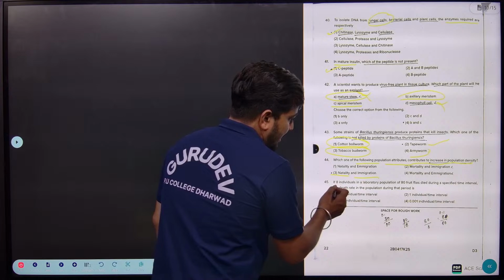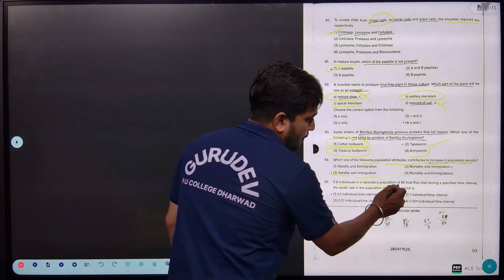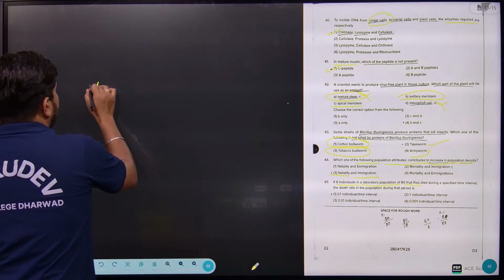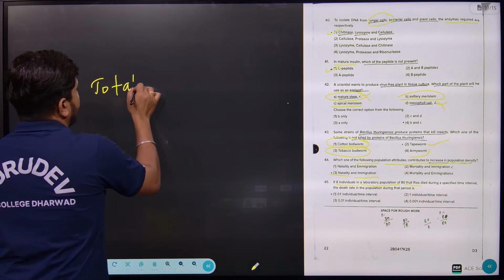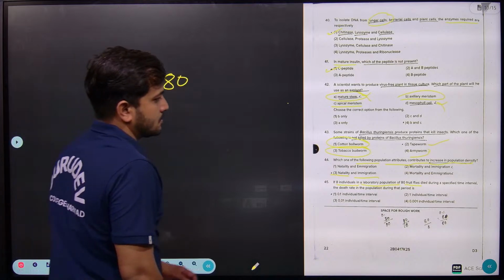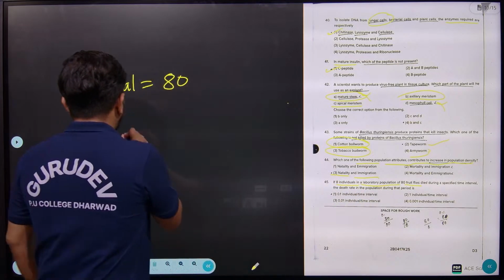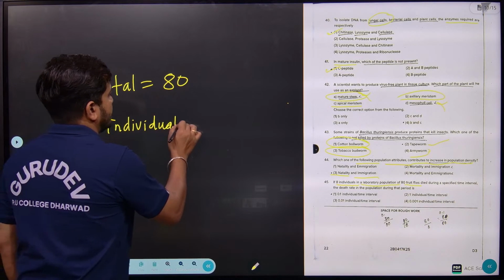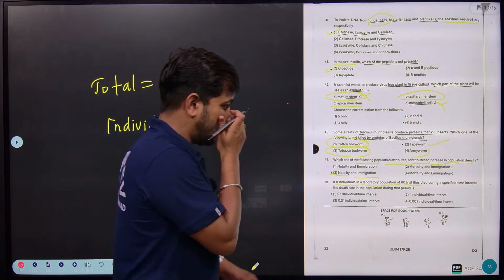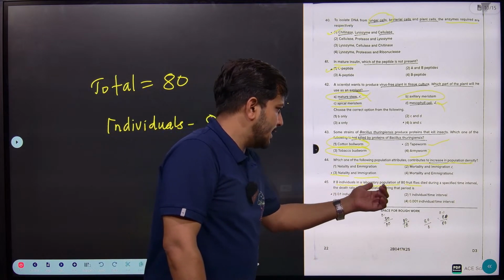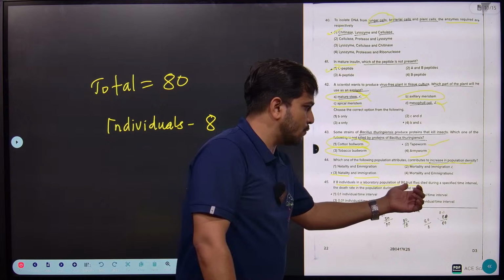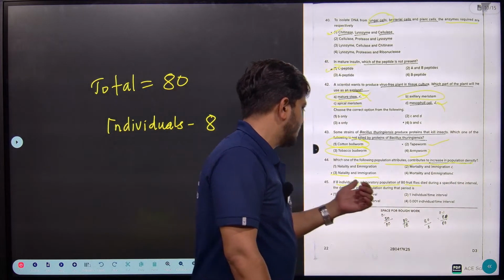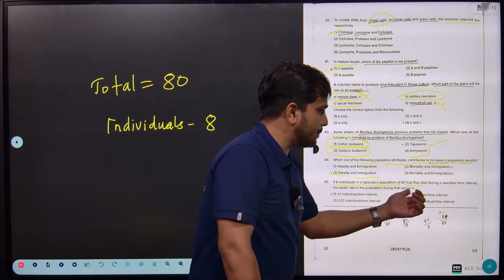Then they mentioned: if 8 individuals in a laboratory population of 80 fruit flies, right. So here the total number of fruit flies is 80 at the first moment, and they mentioned 8 individuals. Now we have to see what has happened with respect to these 8 individuals. So what they are saying is that 8 individuals in a laboratory population of 80 fruit flies died during a specified time interval, and the death rate in the population during that period is, right?